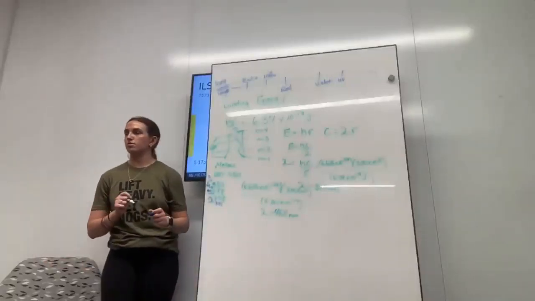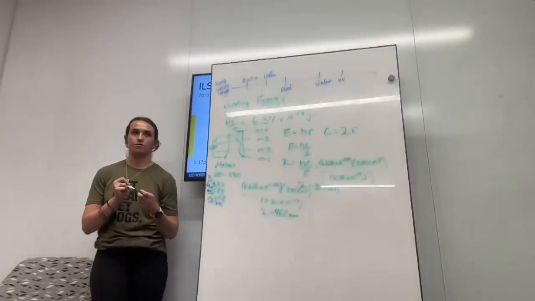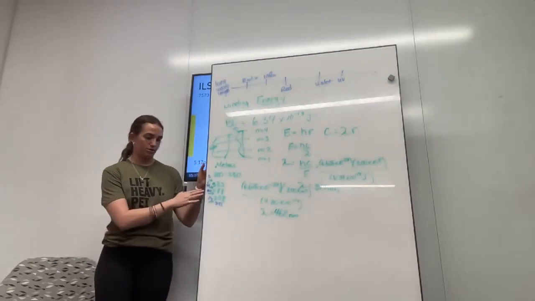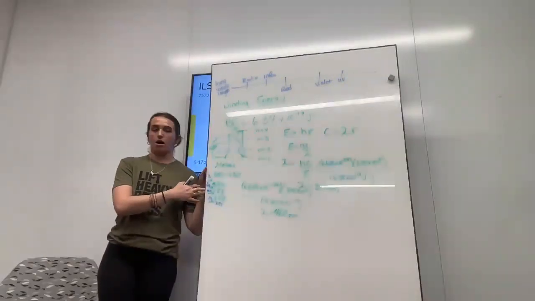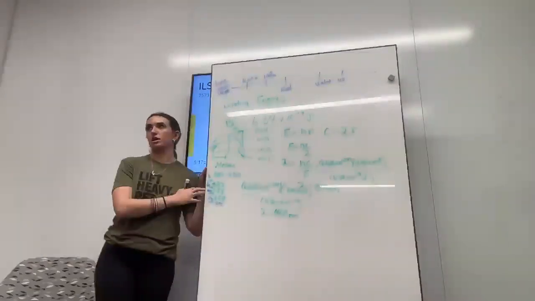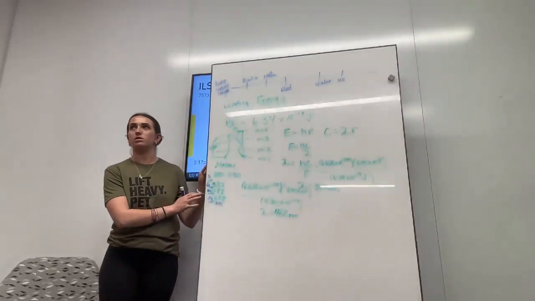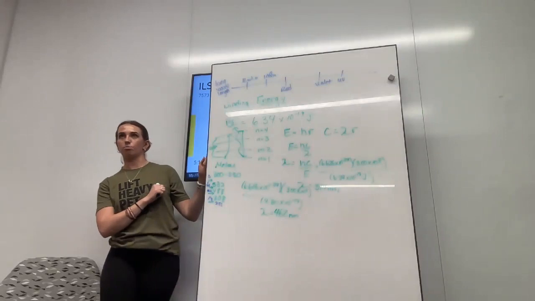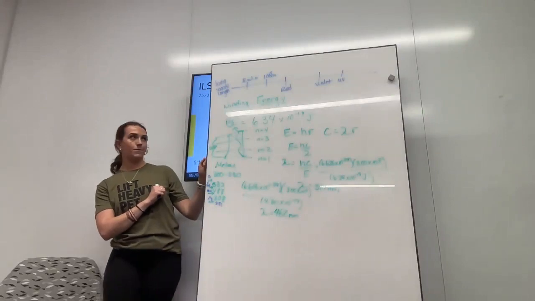Any other questions? Sorry, I think it's a little confusing. So the whole point of this is that you can see anything less than or equal to the wavelength that you can see. Cool. Okay.